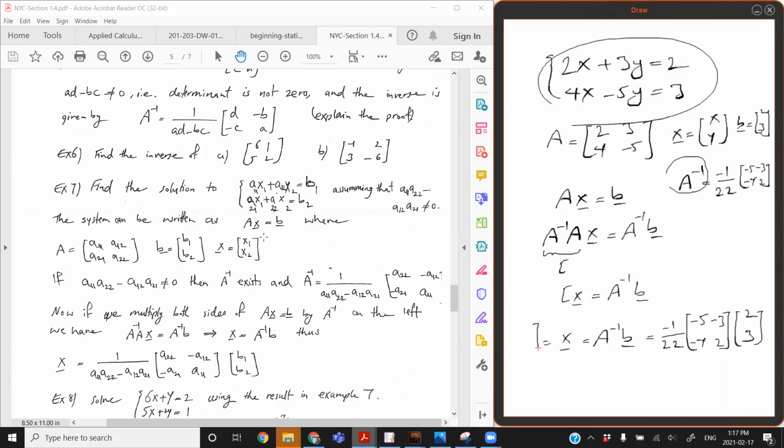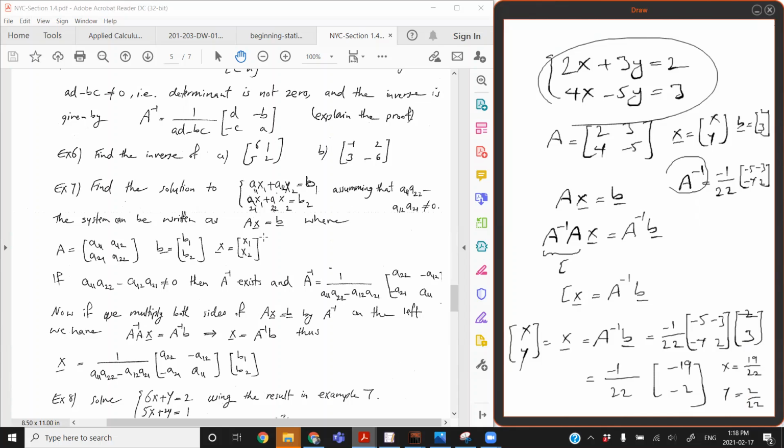So that would be x, y. Yeah. So if I just do this operation here, I get x and I get y. I have solved the system. So let me do that. I get negative 1 over 22. Here, minus 10 minus 9. So that's minus 19. And then minus 8 plus 6. That's minus 2. So x is 19 over 22. And y is going to be 2 over 22.